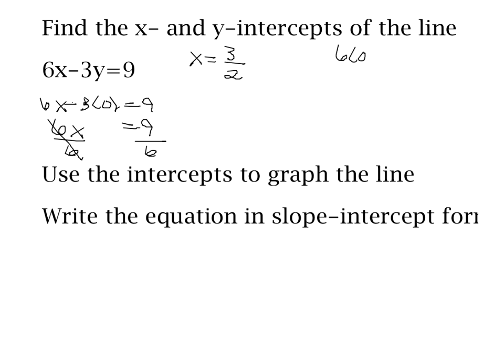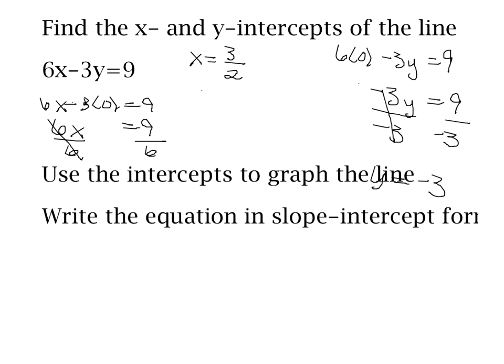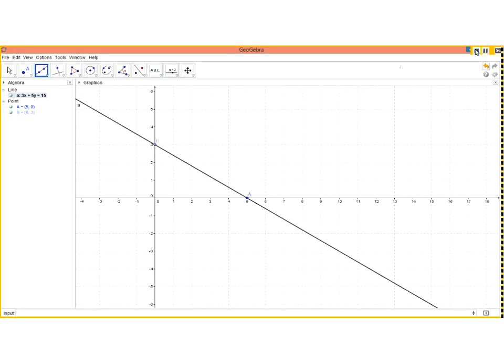Now repeat for the y-intercept, so let x equal 0. So I get minus 3y equals 9. Divide both sides by negative 3, and I get y equals negative 3. So I have an x-intercept of 3/2 and a y-intercept of negative 3. Okay, so we'll use the intercepts to graph the line.